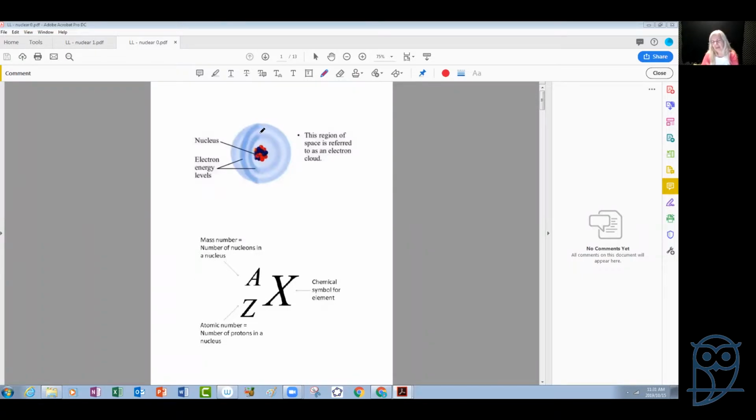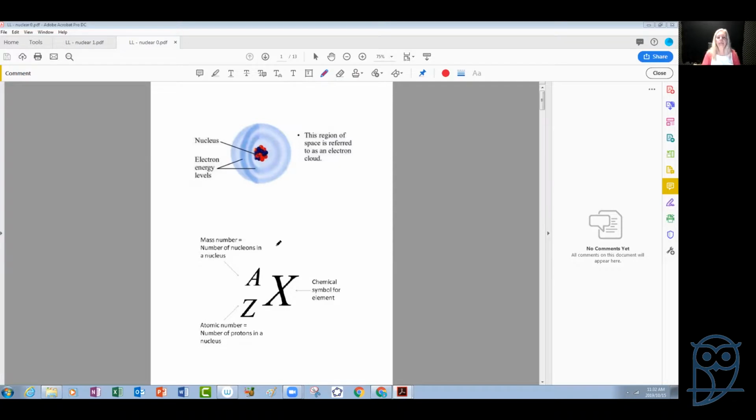But considering that we're now talking about radioactivity, we start the topic of radioactivity and nuclear physics. The electrons are not so important in this field. We ignore them and we concentrate on the nucleus.